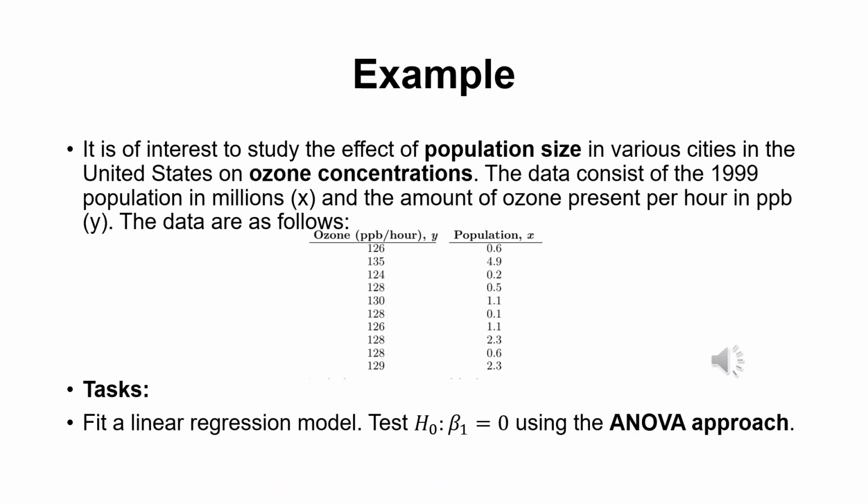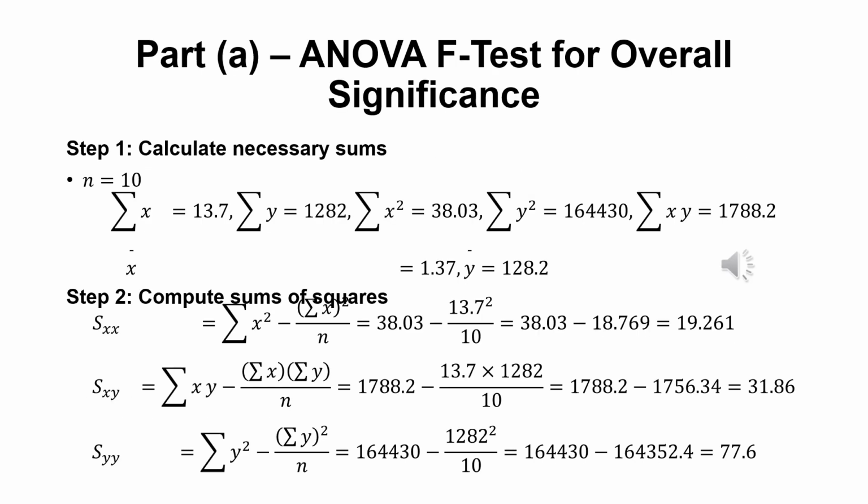This example studies the effect of population size on ozone concentrations across U.S. cities. The data show ozone levels in ppb and population in millions for 10 cities. The task is to fit a linear regression model and test whether the slope beta equals 0 using the ANOVA approach. Part I. ANOVA F-test calculations.